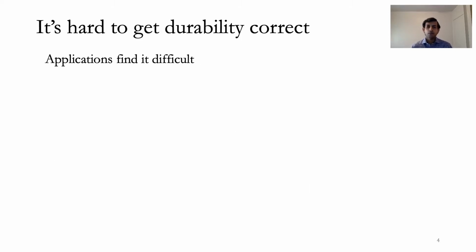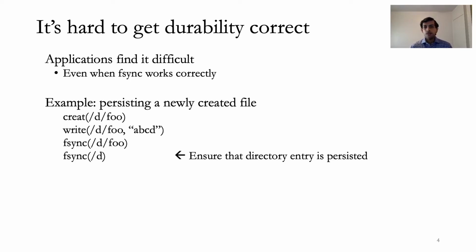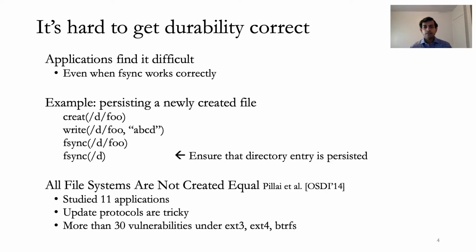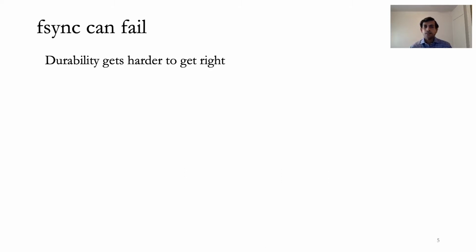So while fsync is important for durability, applications find it really difficult to get it right, even when fsync works correctly. Take for instance the case of creating and writing to a file. On some file systems, you can't just fsync the file itself. You will also have to fsync the directory to ensure that the entries persisted so you can access this file in the future. This example is taken from prior work, where the authors found several vulnerabilities when applications try to get durability right. Update protocols are tricky.